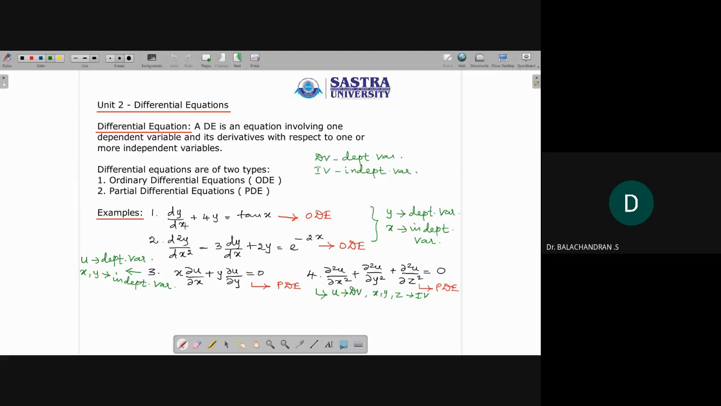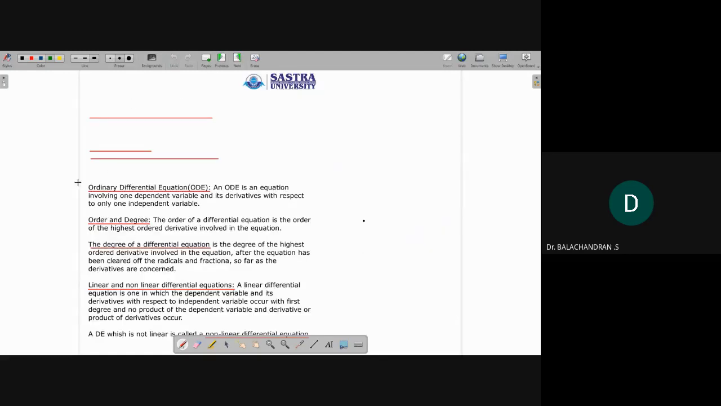In the first problem, x is the independent variable and y is the dependent variable. But in equation 3, u is the dependent variable, and x and y are independent variables. In partial derivatives, you have more than one independent variable. Next, ordinary differential equation: an ordinary differential equation is an equation involving one dependent variable and its derivative with respect to only one independent variable.